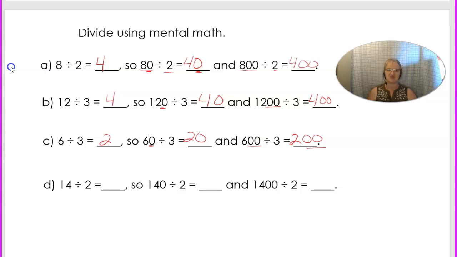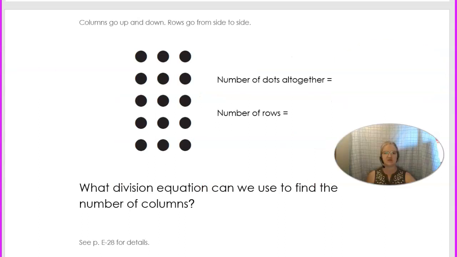If you want to pause the video and check this one, see if you can do it ahead of me, that would be great. Then you'll really know that you know what you're doing. 14 divided by 2 is 7. So 140 divided by 2, we can automatically know is 70. And 1,400 divided by 2 will be 700. So here's a very important thing to remember. Remember that columns go up and down.